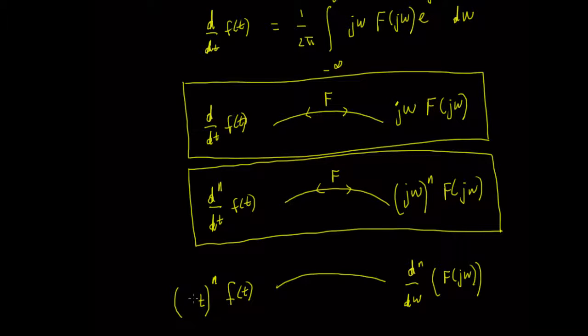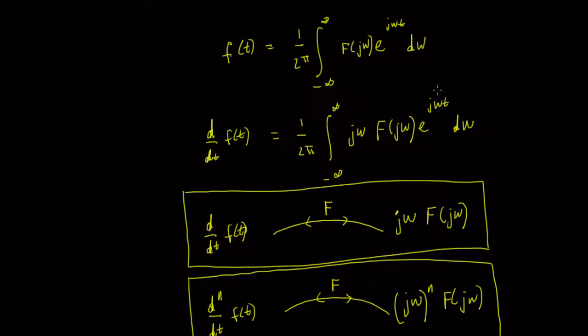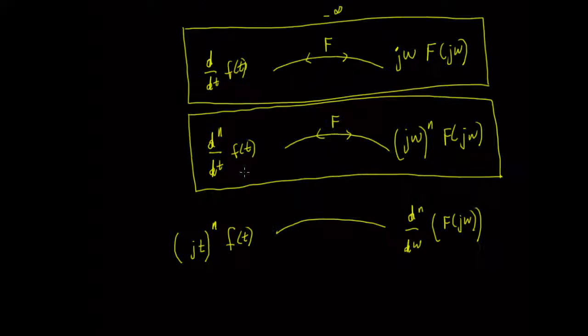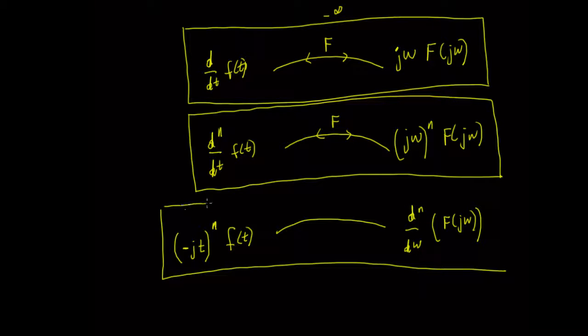Okay, and it's going to be our j function of time raised to the power of n, and it's going to be negative. Okay, and it's going to be negative because of the negative value that would be introduced here whenever we use the forward transform as opposed to the inverse transform. So you end up with your negative j t here. Okay, so that there is another transform pair that we can use.